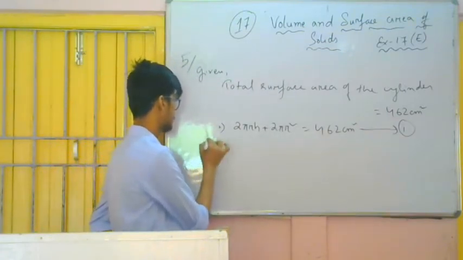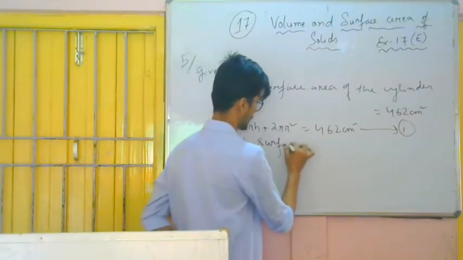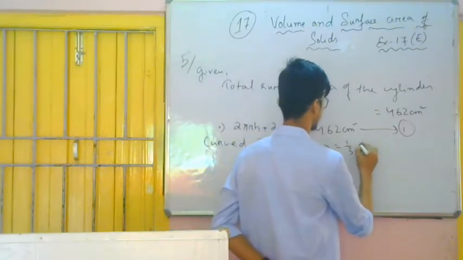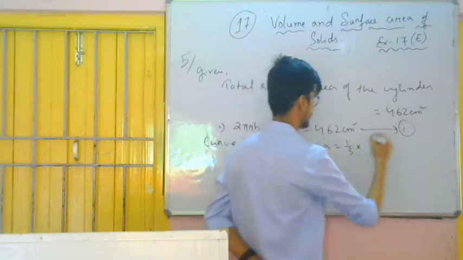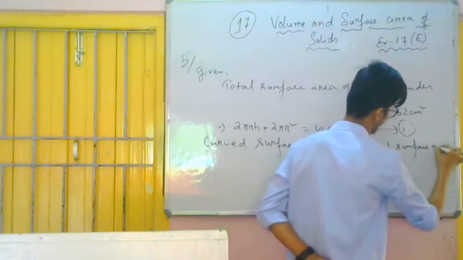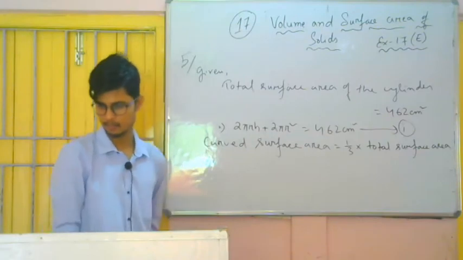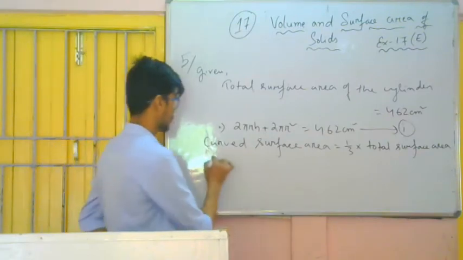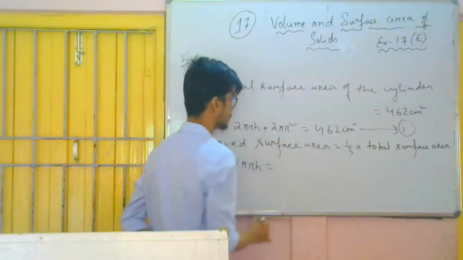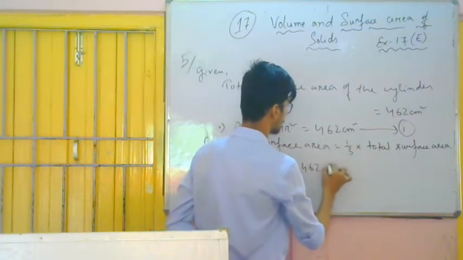And since curved surface area is given as 1/3 of total surface area, we know the formula of curved surface area. It is 2 pi rh, which is equal to 1/3 of total surface area. The value of total surface area is 462 centimeter square.